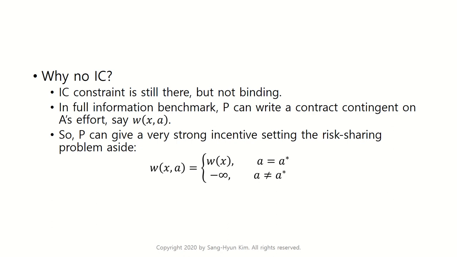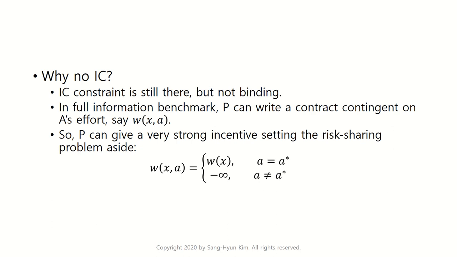So let us define this wage function like this. So W of X, A is W of X if A equals A star. So what that means is if the agent puts exactly A star much effort, then the principal will give W of X, which is still a function of X. So which still depends on the realized value of X. And the principal will give negative infinity if the agent doesn't follow the order.